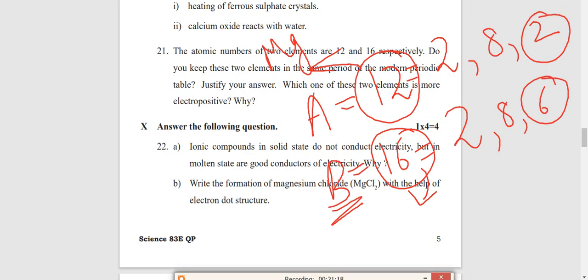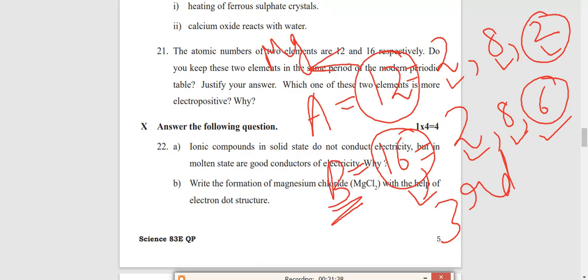Since both the elements are having 3 shells, K, L, M, both these elements will be present in the same period, that is in the third period. So yes, we can keep both the elements in the same period, that is in the third period, since both of them are having the same number of shells.